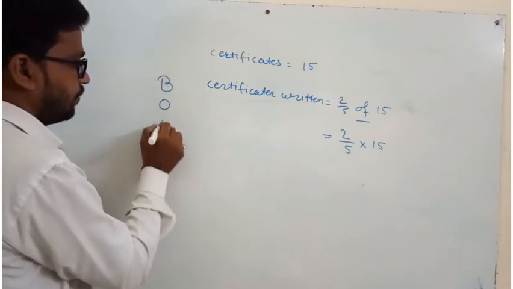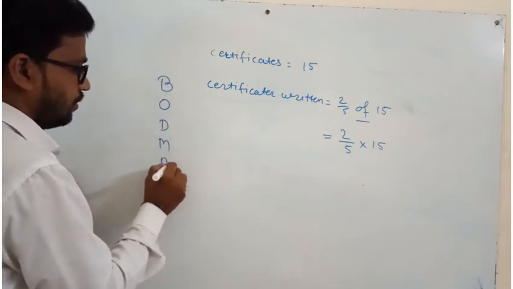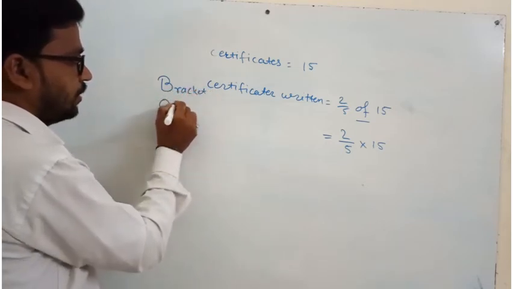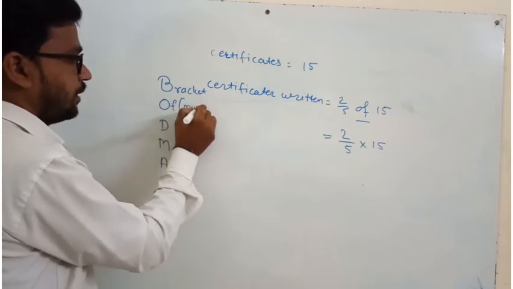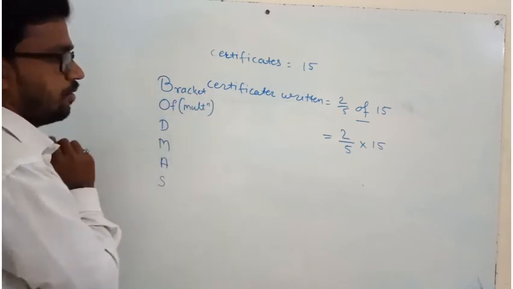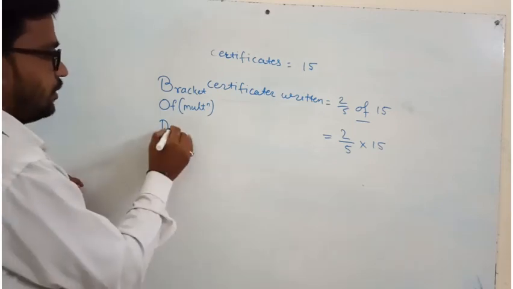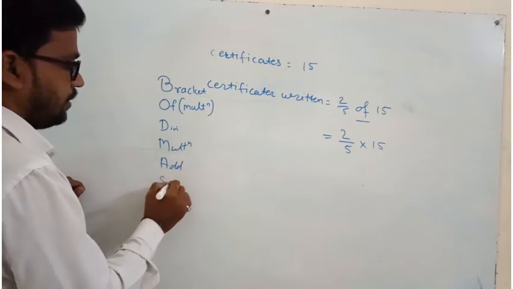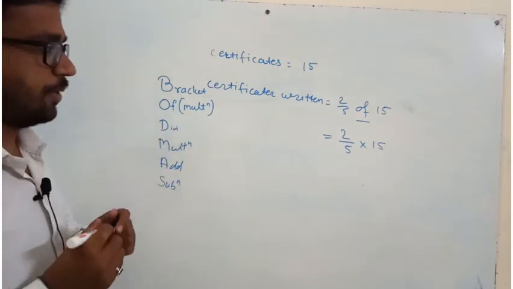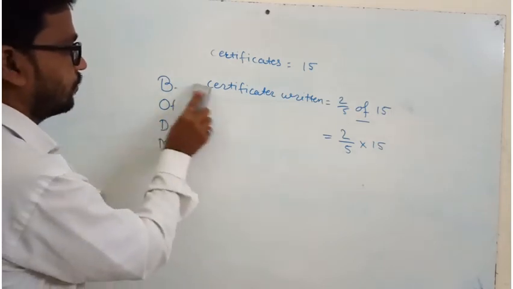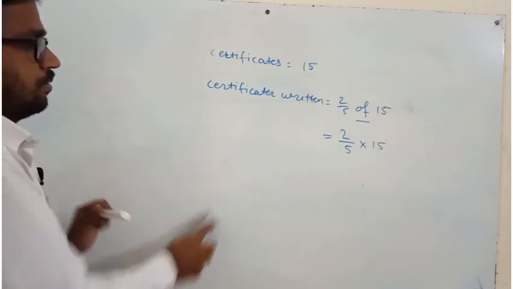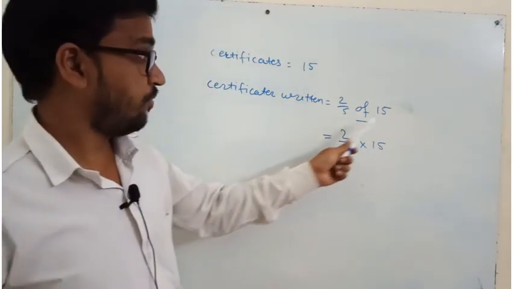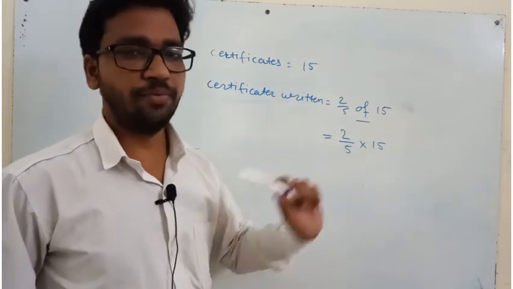Always keep it in mind that "of" means multiplication, because in BODMAS there is brackets, then "of", which is always multiplication. Of means always multiplication. Then it is division, multiplication, addition and subtraction. That is the next topic. But you have to keep in mind that "of" means multiplication. So 2/5 of 15 means 2 by 5 into 15.